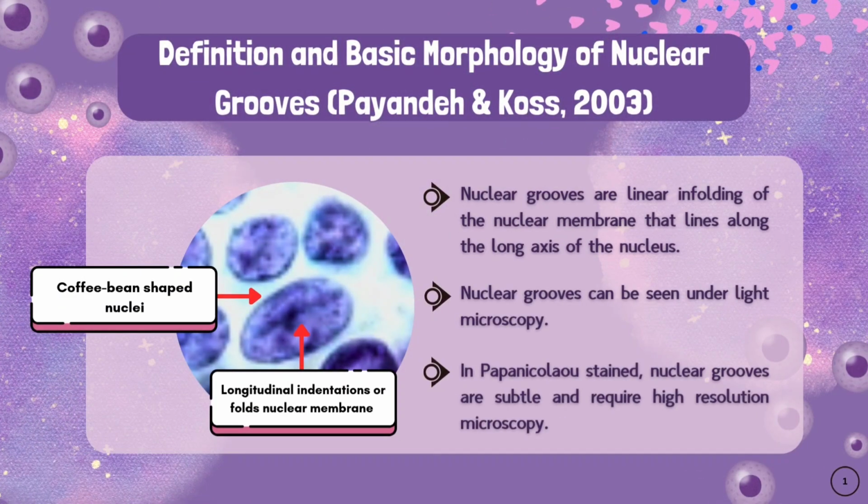First, nuclear grooves are a linear infolding of the nuclear membrane that appears as a line running along the long axis of the nucleus. Second, nuclear grooves are also visible under light microscopy as thick and elongated indentations. The morphology of the nuclear groove includes coffee bean-shaped nuclei and a longitudinal indentation or fold of the nuclear membrane.